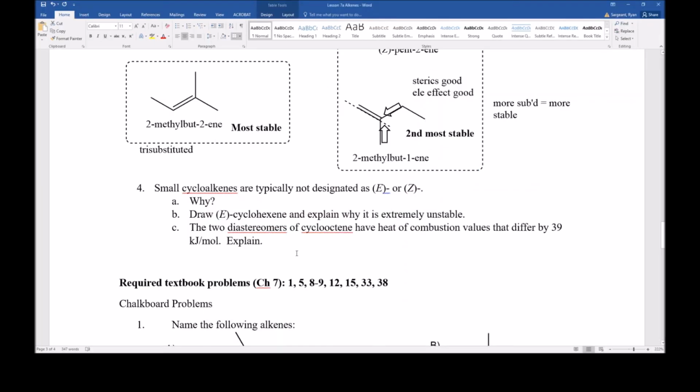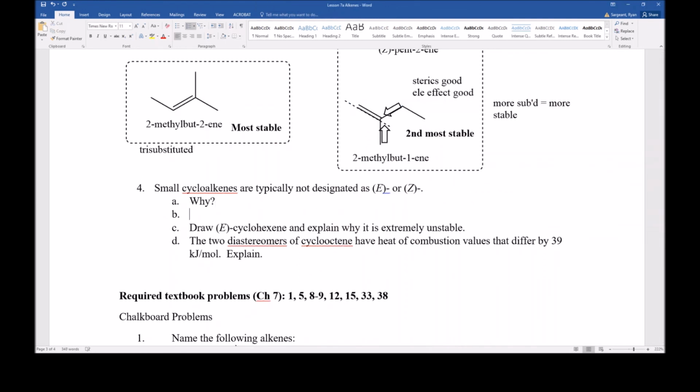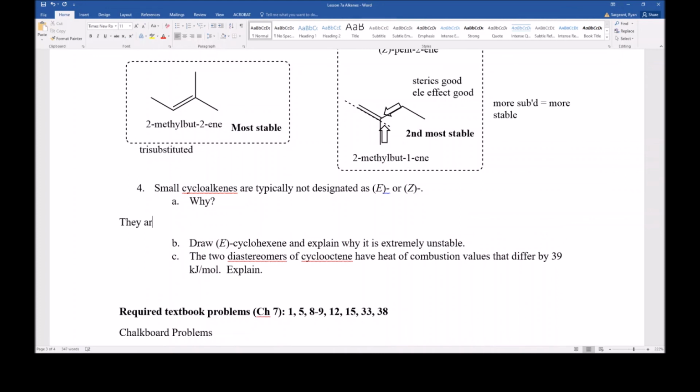So back to the question now. Small cycloalkenes are typically not designated as E or Z. Why? And the answer is because they are all Z. Okay?